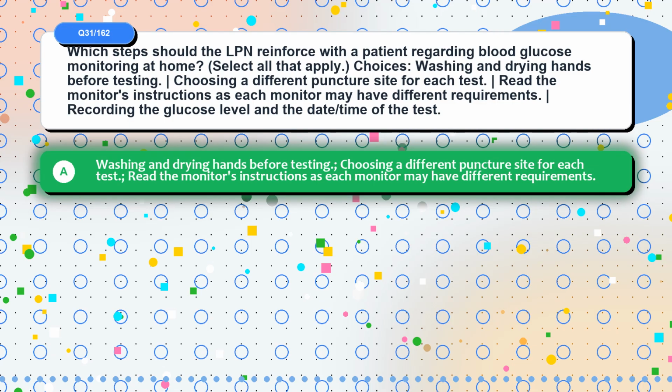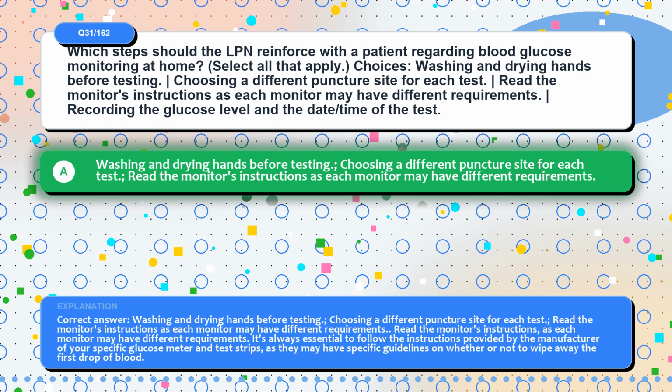The correct answer is option A. Washing and drying hands before testing. Choosing a different puncture site for each test. Read the monitor's instructions as each monitor may have different requirements.